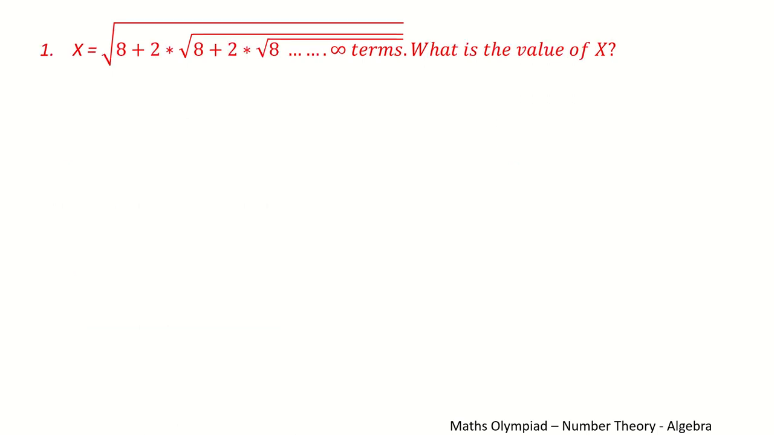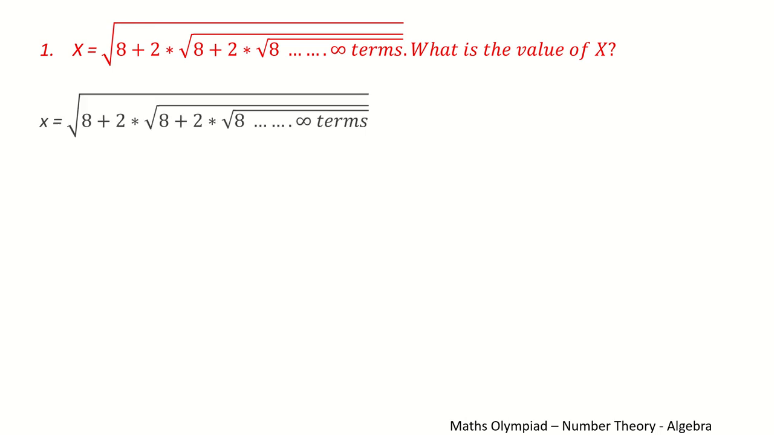Now let's do more generic problem solving for this same series problem. Here, x equals square root of 8 plus 2 into square root of 8 plus 2 into square root of 8, infinite terms. The difference is that previously it was 1 into square root, and now it is 2 into square root. That's the only difference.